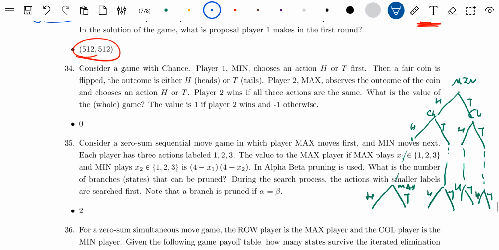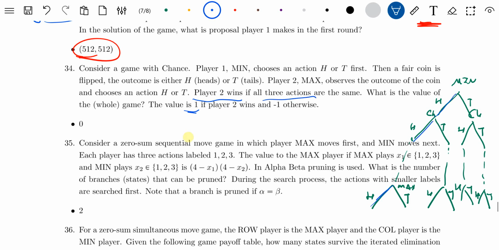Okay, so let's go backwards. So when you are solving this, whenever you see a max, you just take the max of the successors. And whenever you see a chance, take the expected value. Whenever you see min, just take the minimum. So at the end, let's figure out first who wins. What's the condition for winning? So player 2 or the max player gets value 1 if all three actions are the same.